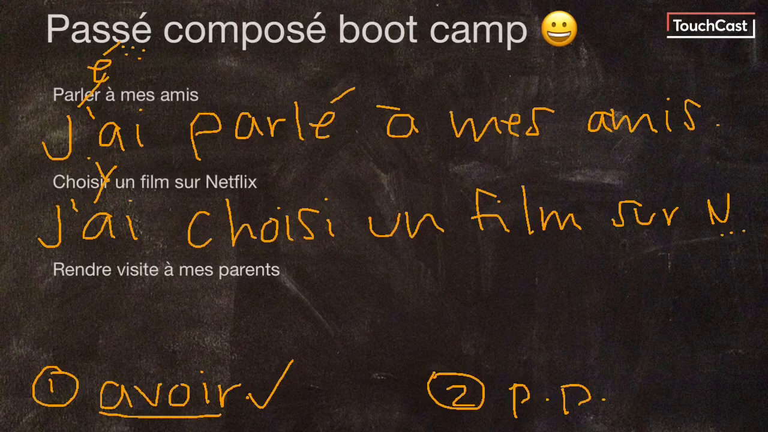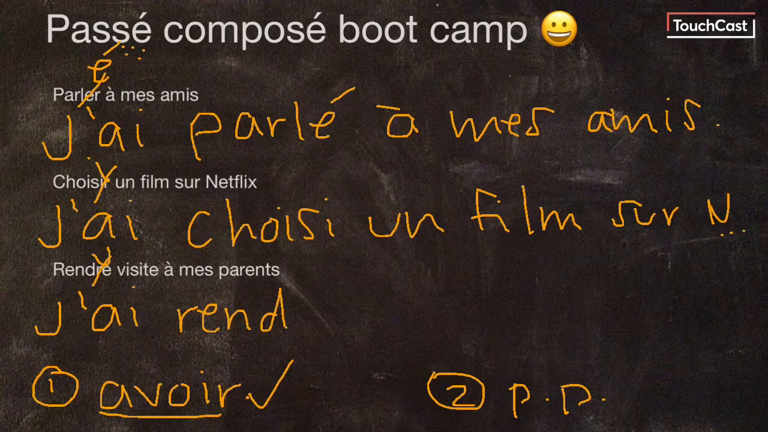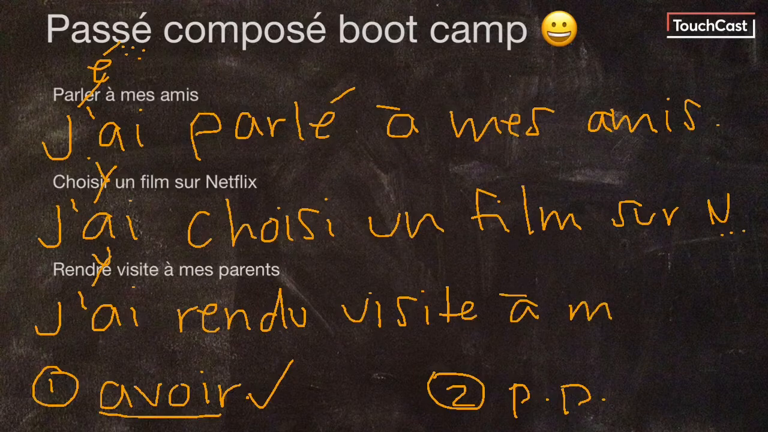Last example of a regular verb that you might come across is an RE verb, like rendre visite à mes parents, to visit my parents. Again, you start the same way with je, and then you conjugate avoir, so j'ai, and then here you just cross out RE and you add a U. So j'ai rendu visite à mes parents. I visited my parents. This is how you deal with regular verbs in the passé composé that take avoir.